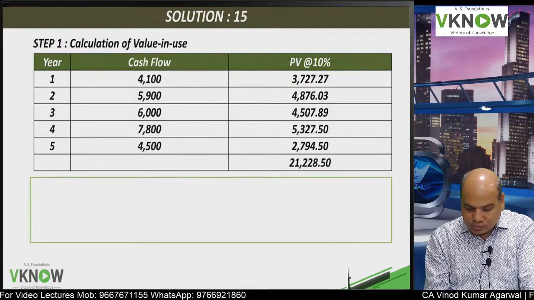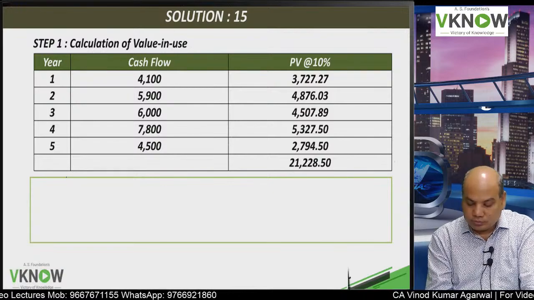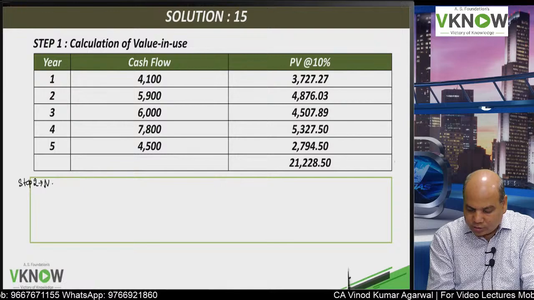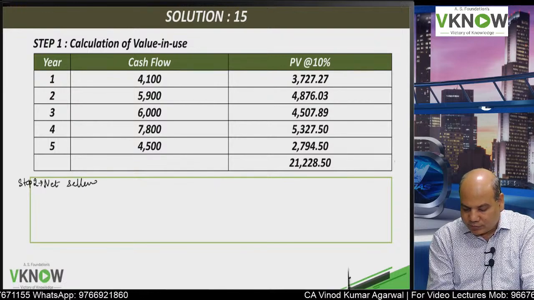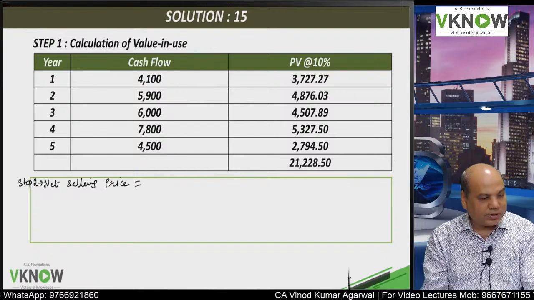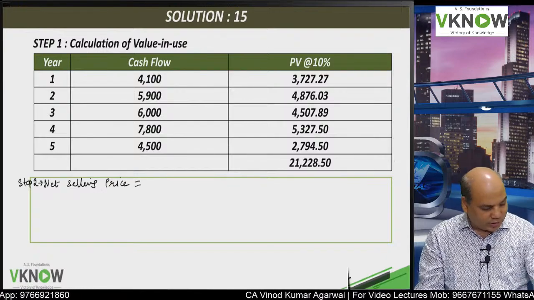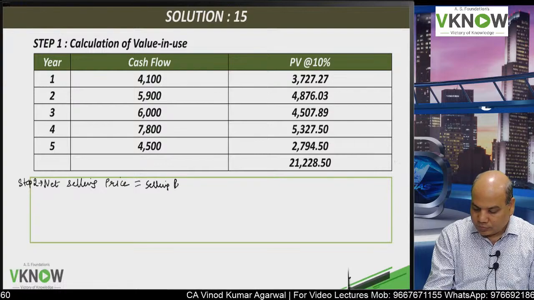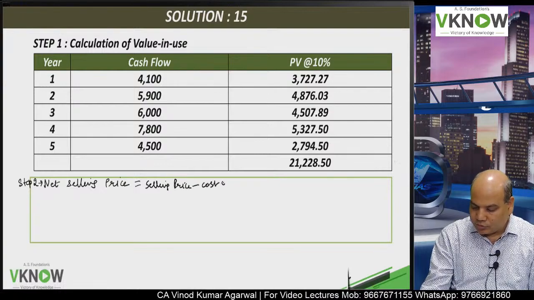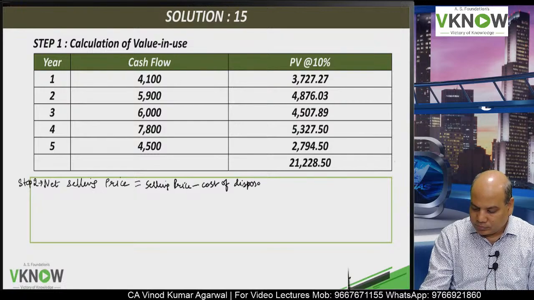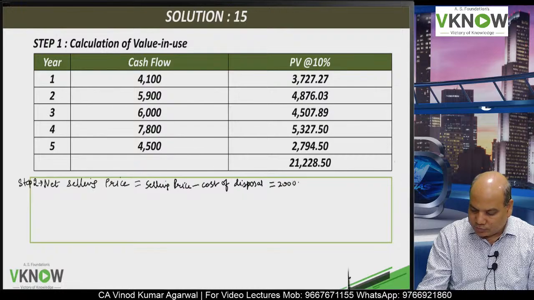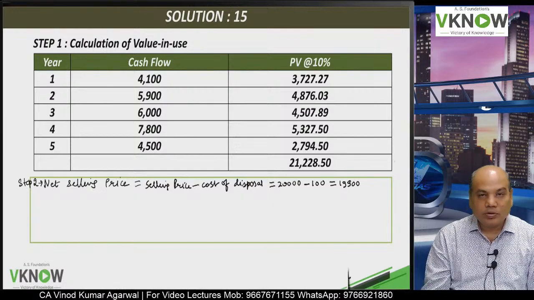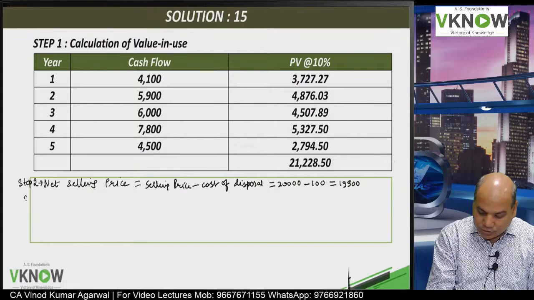Next task, please write down. Step 2, write down net selling price. Net selling price is selling price minus cost of disposal. Selling price is 20,000 minus cost of disposal is 100. So 19,900.